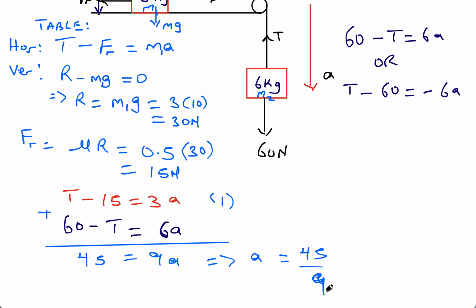Let me write that properly. 45 divided by 9. And then if you press that on your calculator, you have 45 divided by 9 equals 5 meters per second squared.